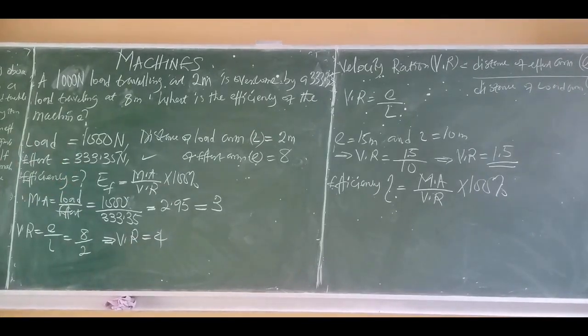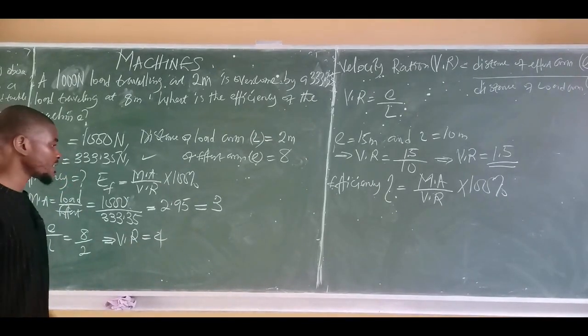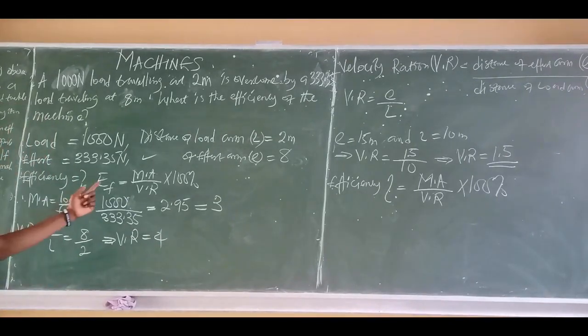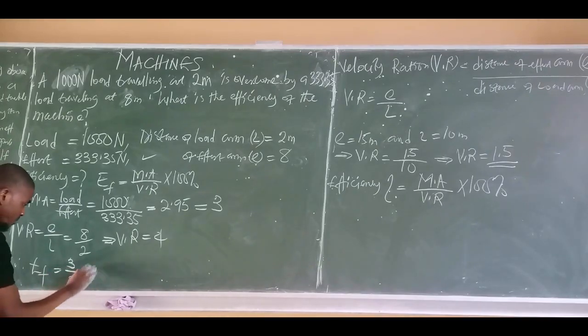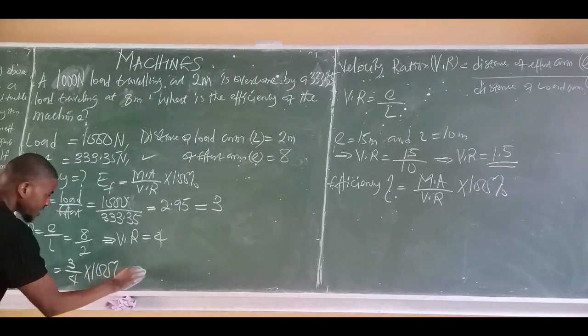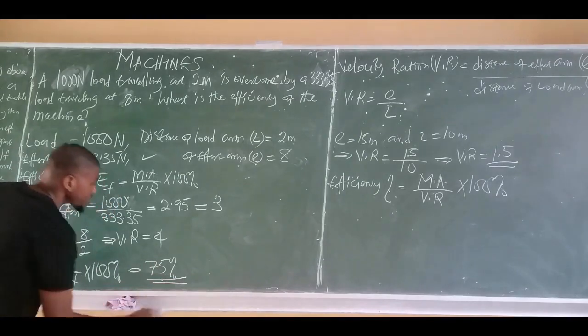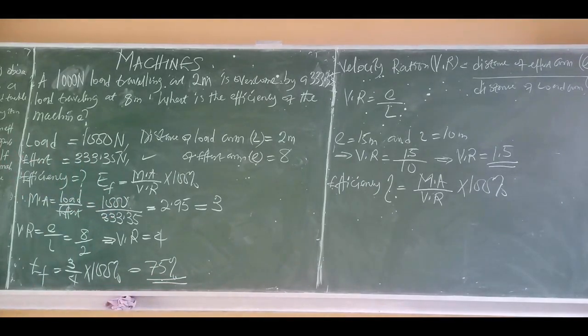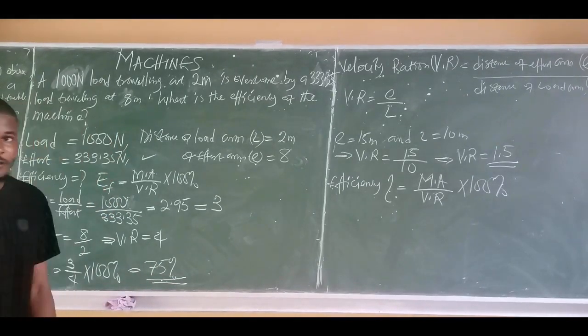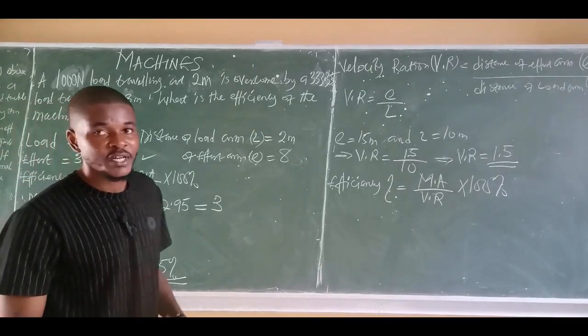So this means that the velocity ratio is actually 4. Now, if we have the velocity ratio to be 4 and the mechanical advantage to be 3, then we can now impute into this equation to find the efficiency. Therefore, efficiency is equal to mechanical advantage, which is 3, divided by velocity ratio, which is 4, multiplied by 100%. And the whole of this will give you 75%. So this machine is actually 75% efficient. All right, so that is it on efficiency.